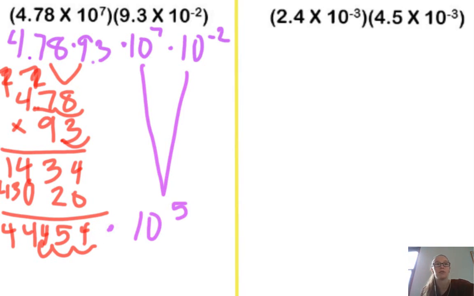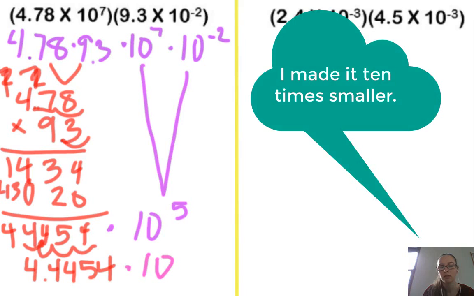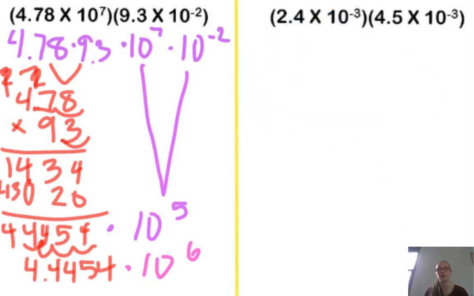So I'm looking at this, I'm like, ooh, I don't have scientific notation form. That red, that mantissa, is not between 1 and 10. So if I move the decimal place over 1 more, I get 4.4454. And this is going to change the exponent. Now I made the number smaller, which means I need to multiply by an additional 10. So I'm going to go up from 5 to 6. And that is my number, 4.4454 times 10 to the 6th.